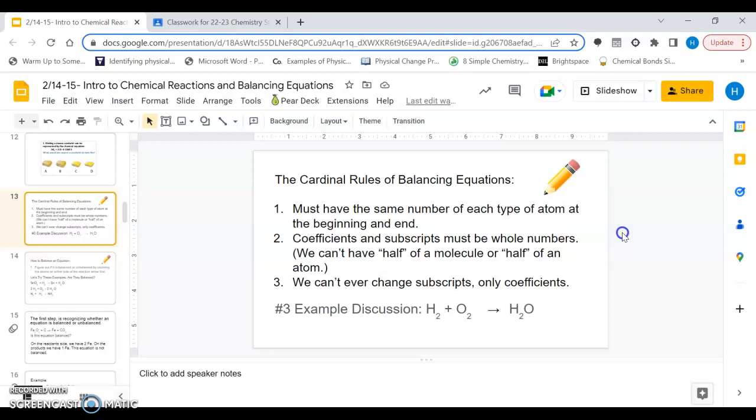Absolutely. So that is the point of balancing. That is why we do it. That is the goal we are trying to get to. We have to have the same number of each type of atom at the beginning and at the end.